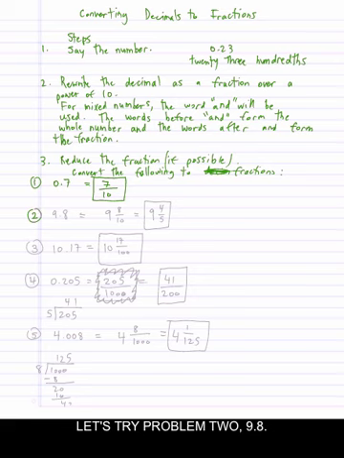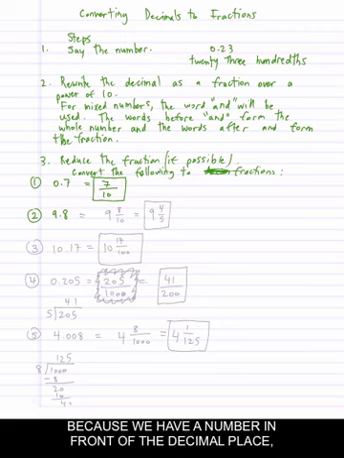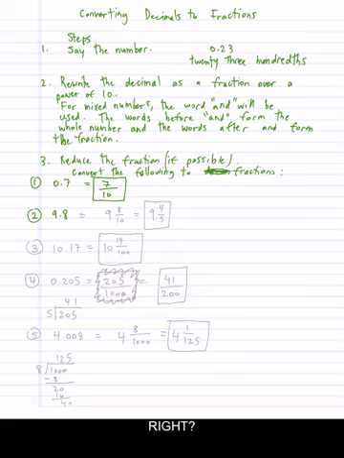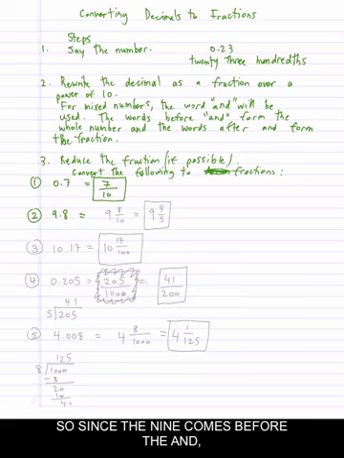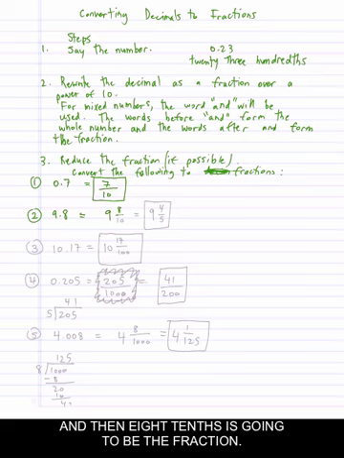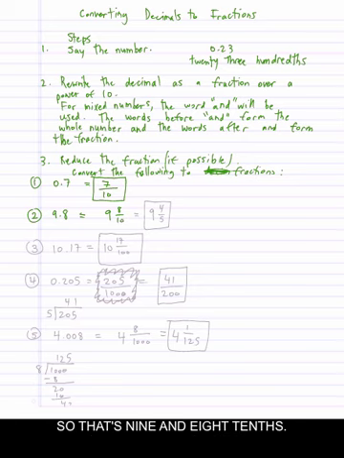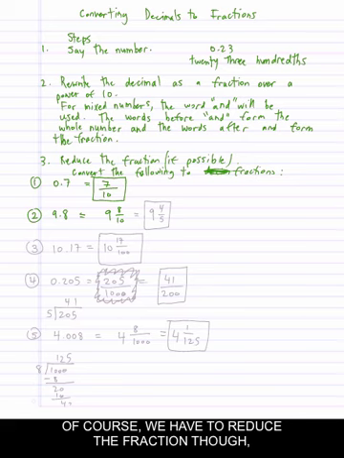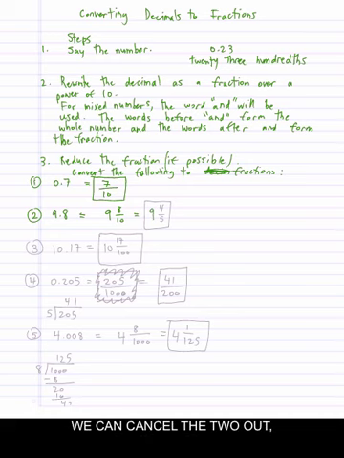Let's try problem 2. 9.8. It's a little trickier because we have a number in front of the decimal place, right? We say this as 9 and 8/10. Since the 9 comes before the and, we write 9 as a whole number, and then 8/10 is going to be the fraction. So that's 9 and 8/10. Of course, we have to reduce the fraction though, so 8/10 is the same as 4/5, right? We can cancel a 2 out, so we get 9 and 4/5.